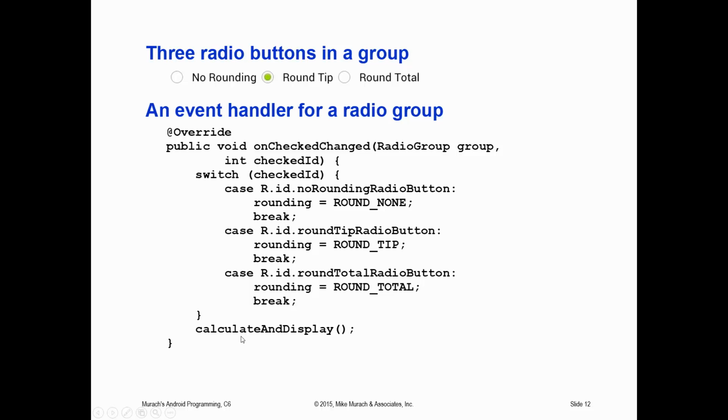So you're calling calculate and display, but you're either calling it and letting it know that it's doing no rounding, or that it's rounding the tip only, or that it's rounding the total only. Again, we could have put a fourth button in here that said round tip and total. We would have had a new case in there, etc.